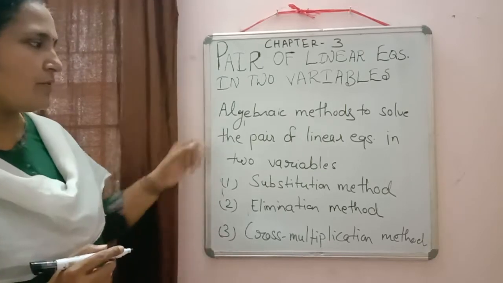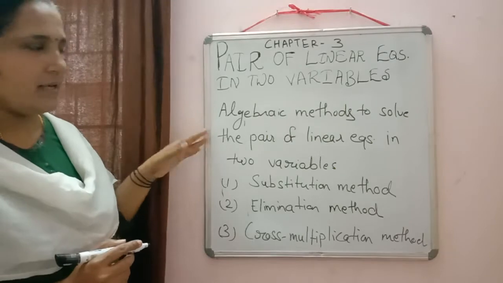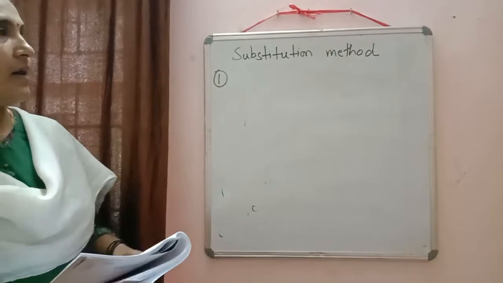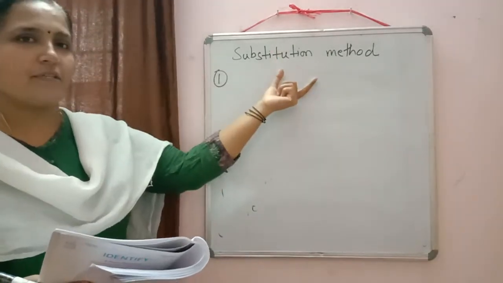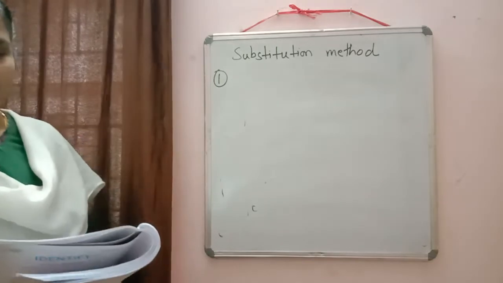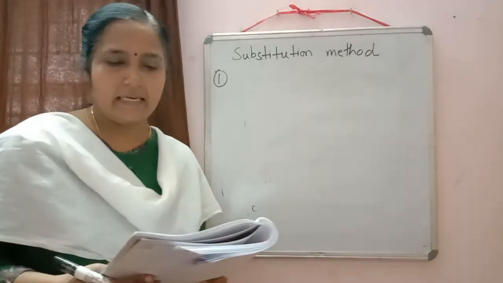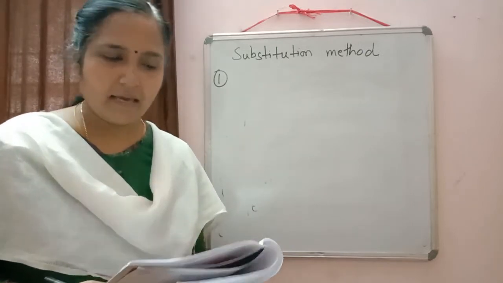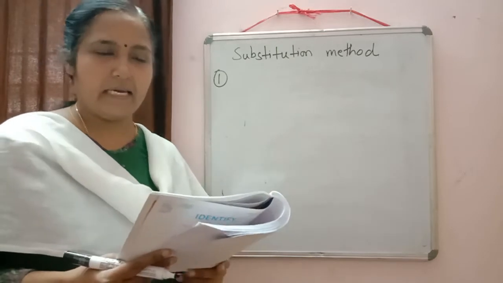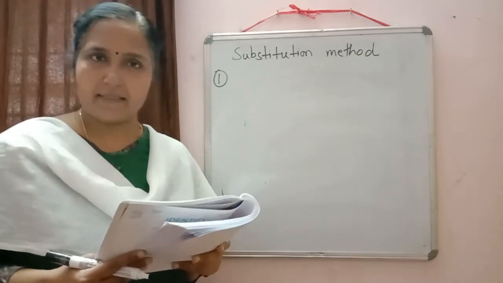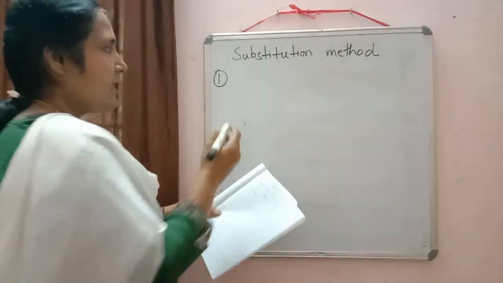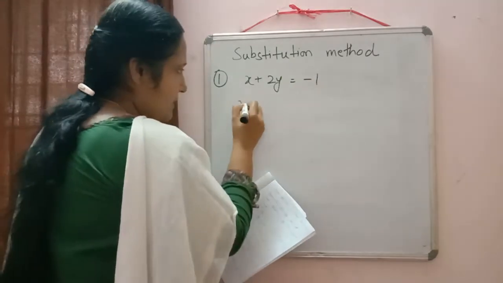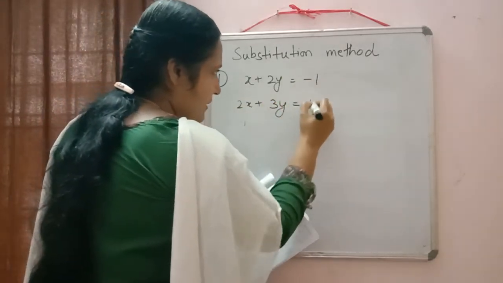Today we are going to discuss how to solve the pair of linear equation by substitution method. So please note down the question. Question is, solve the following pair of linear equations by substitution method. The first question is x plus 2y is equal to minus 1, and the second equation is 2x plus 3y is equal to 12.